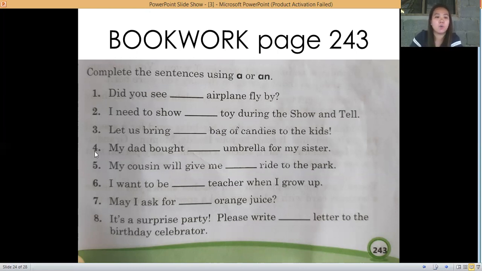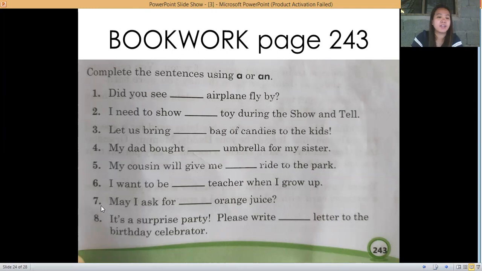Next, number four, my dad bought blank umbrella for my sister. Is it a or an? Next, number five, my cousin will give me blank ride to the park. Is it a or an? Next, number six, I want to be blank teacher when I grow up. Is it a or an?